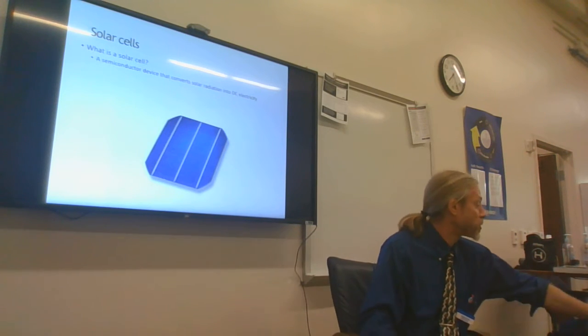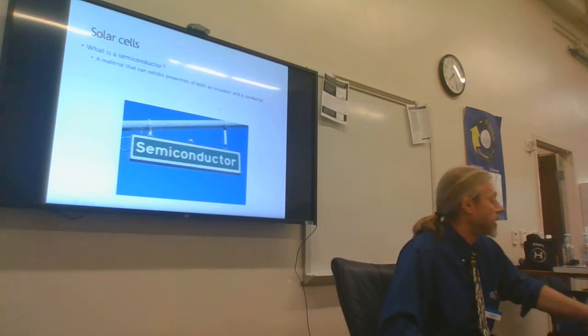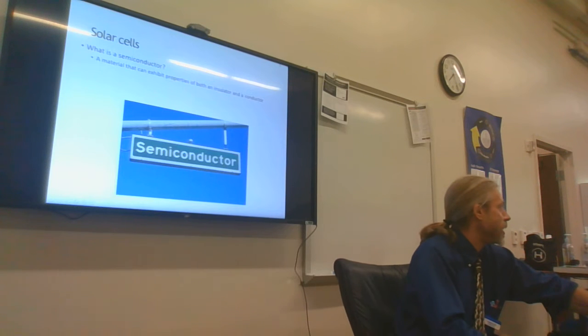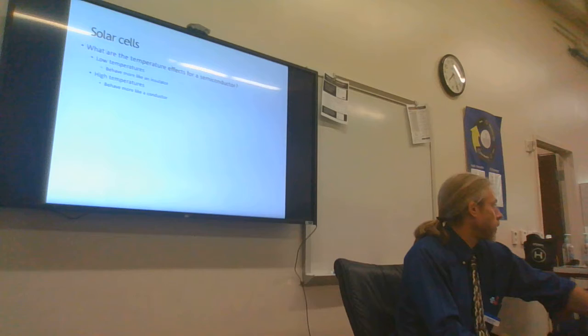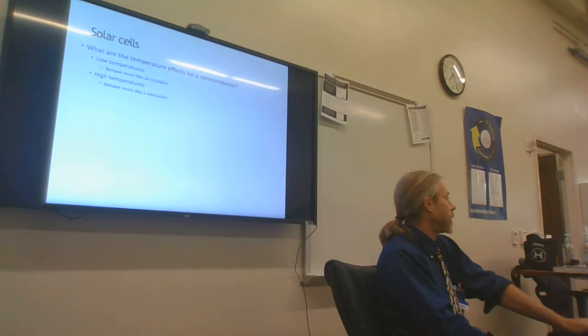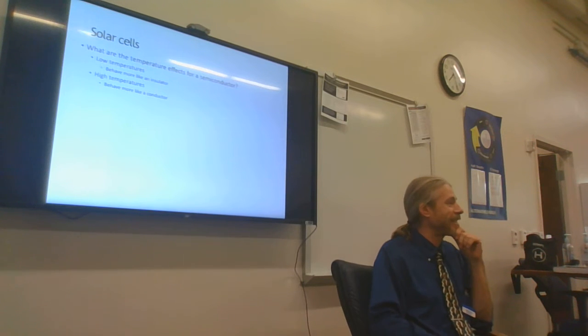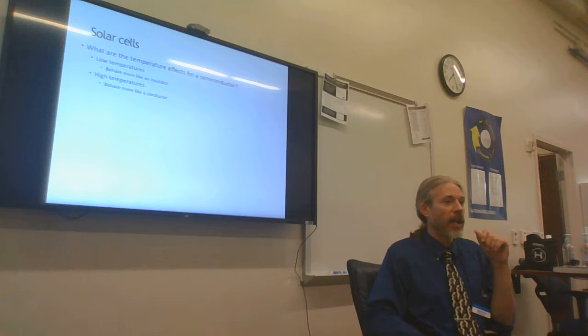Well, what is a solar cell made of? Well, the main component is some type of a semiconductor. And a semiconductor is a material that has properties of both an insulator and a conductor. Hence the term semiconductor. At lower temperatures, they tend to behave more like an insulator. At higher temperatures, they tend to behave more like a conductor.